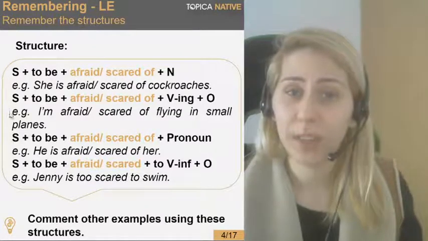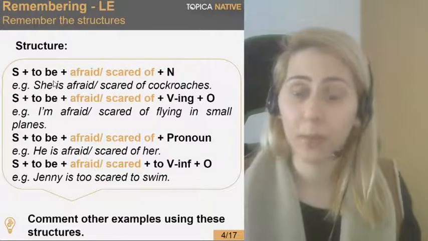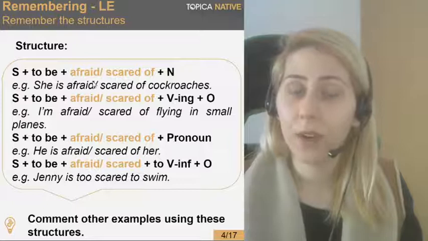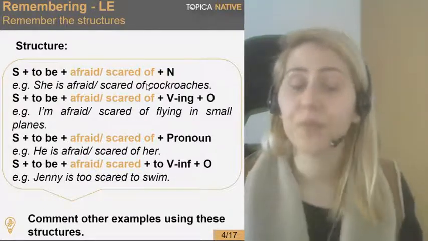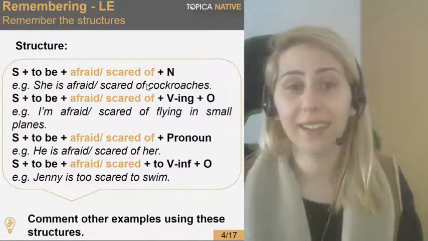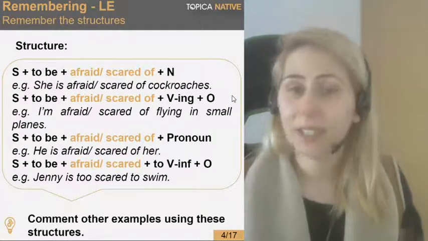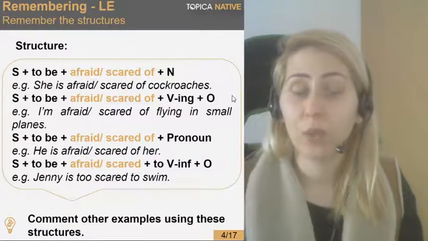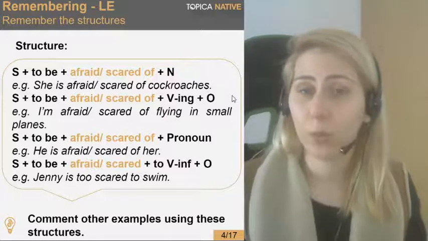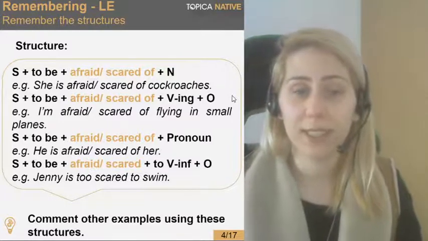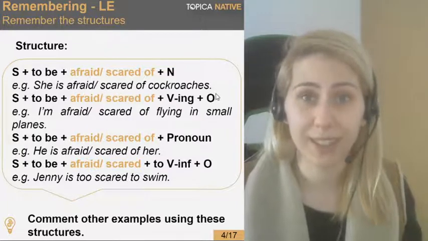So the first way to build a structure with this is to put a subject, a to be verb, and then afraid or scared of a noun. You can put anything here, cockroaches, spiders, snakes, a noun that we can use to form this structure. So some specific thing that we are afraid of. For example, she is afraid of or scared of cockroaches.